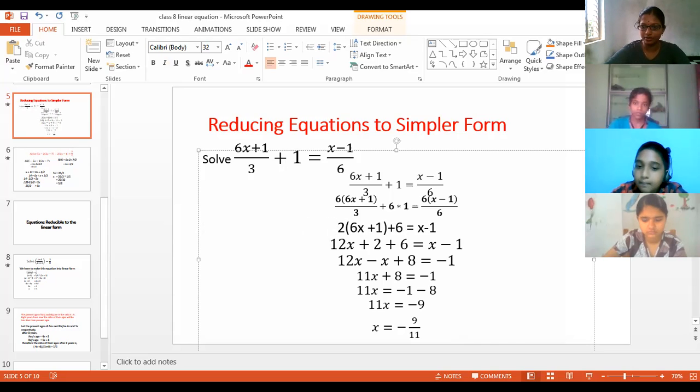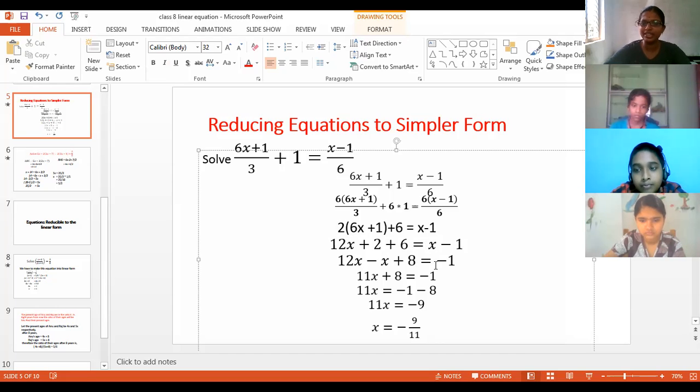Okay. So by multiplying this 2 inside the bracket, we get 12x plus 2. Here is a plus 6 also, that is 12x plus 2 plus 6, which is equal to x minus 1, which always lies in our RHS. Then here we have to add this 2 and 6. 2 plus 6 is 8, which we wrote here.